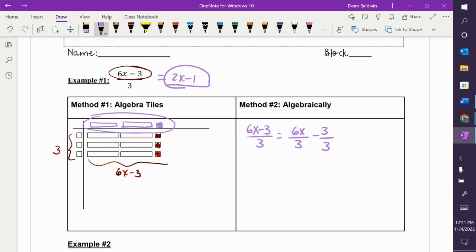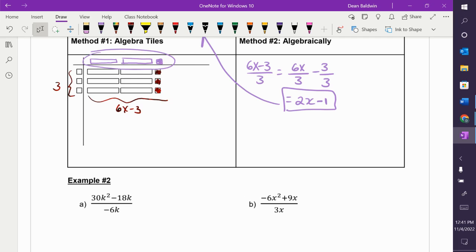So what's 6 divided by 3? 2. Does the x change? No, so I get 2x. What's 3 divided by 3? 1, and there's a negative there. 2x minus 1. It's the exact same thing, okay?